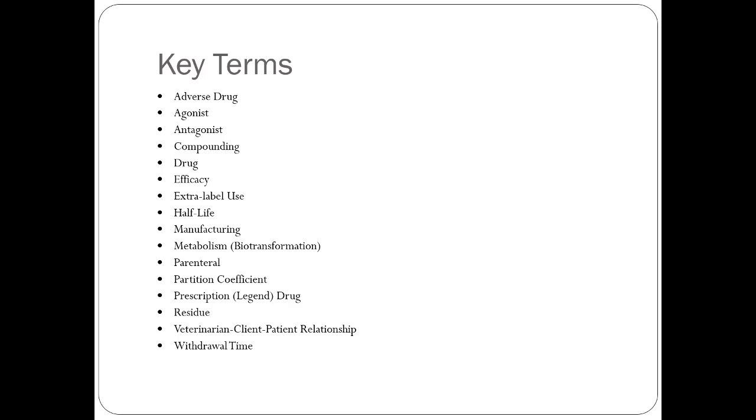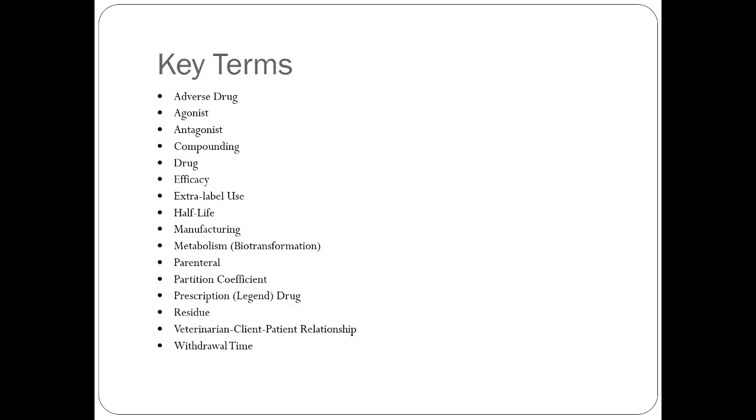You do have a list of key terms with definitions in your eLearn course shell. I can't stress enough to you how important it is that you understand each of these words and what their definitions are, at least basically. You should be able to understand the difference between an adverse drug, what an agonist versus an antagonist is, what compounding means, what drug is, efficacy, extra label use, half-life, manufacturing, how do we manufacture drugs, metabolism or biotransformation, parenteral.